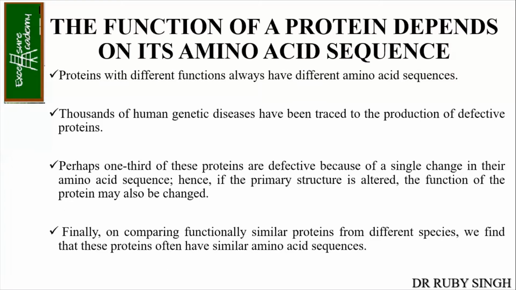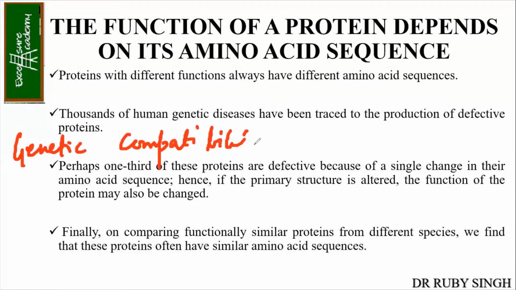Okay, now thousands of human genetic diseases have been traced to the production of defective proteins. So this is what is important about studying the properties of these improper proteins. So what you can do is, there's something called genetic compatibility. Any idea what is genetic compatibility?